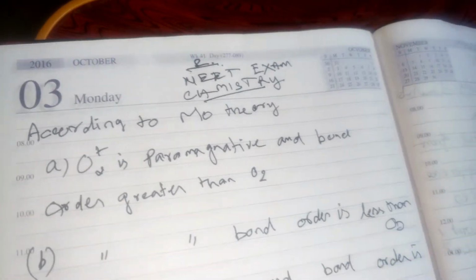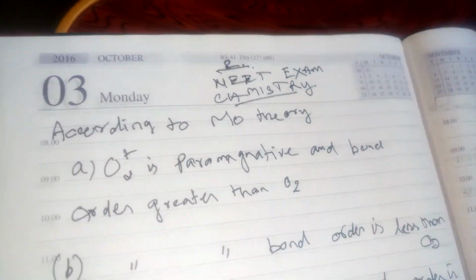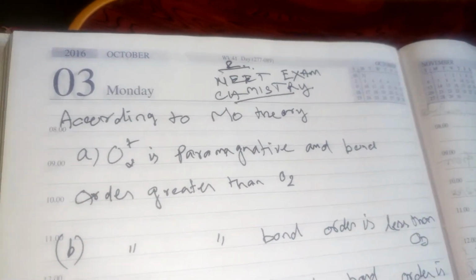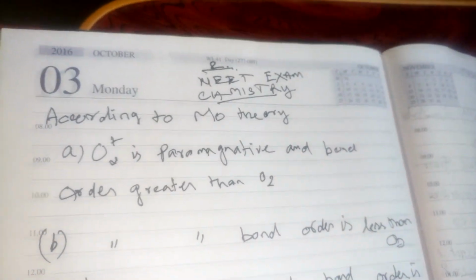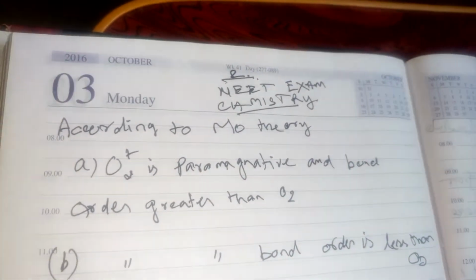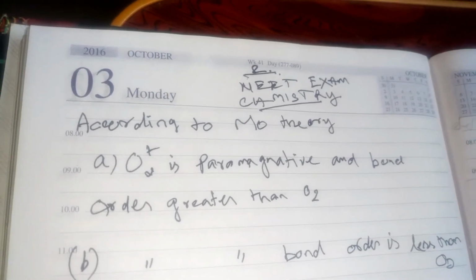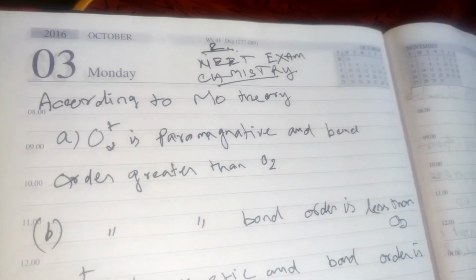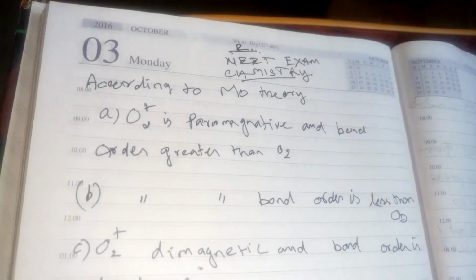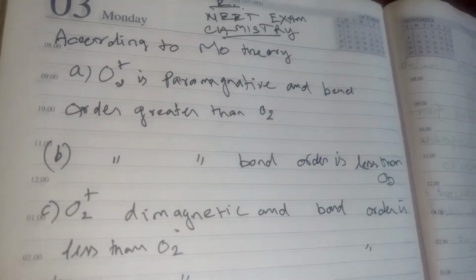NEET exam question paper, we have to go through the questions. What the question says, according to molecular orbital theory, you would have studied it. According to molecular orbital theory, the four options are given. Which one is correct, you have to select it.